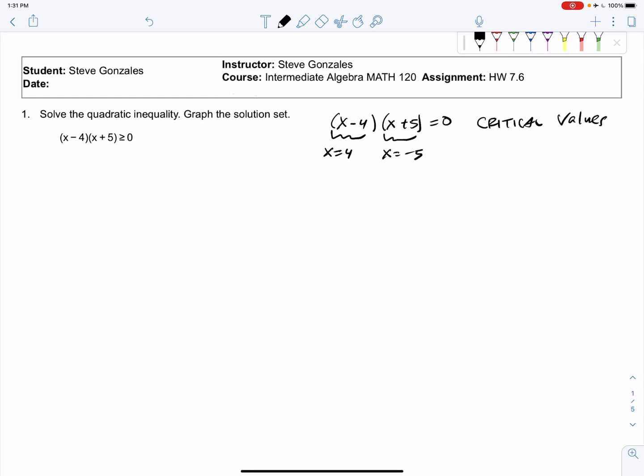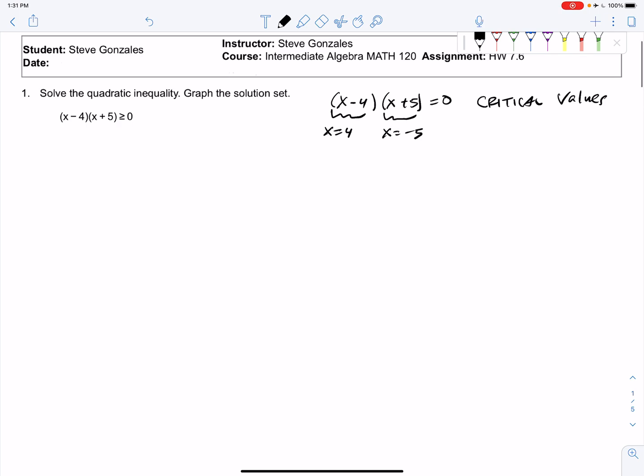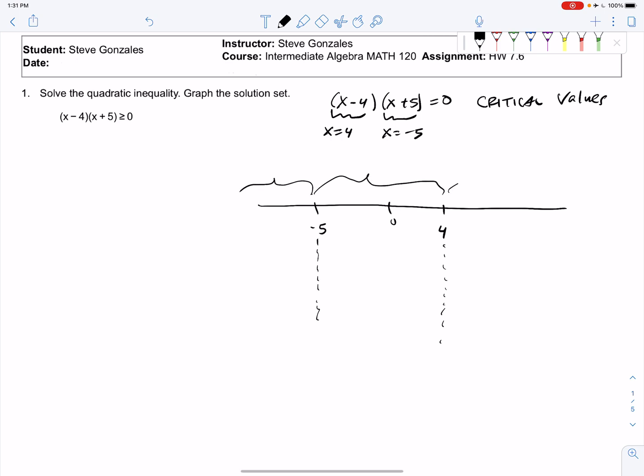And then what we do, and we've done this before with rational inequalities, it's a similar thing where we go ahead and make a number line. We write down our critical values. And those critical values happen to be, and let's put 0 here, negative 5 over here, positive 4 right about there. And then we divide this into regions, right? And then we test those regions, right? So we've got this region, this middle region, and this region to the right. So we need to test.